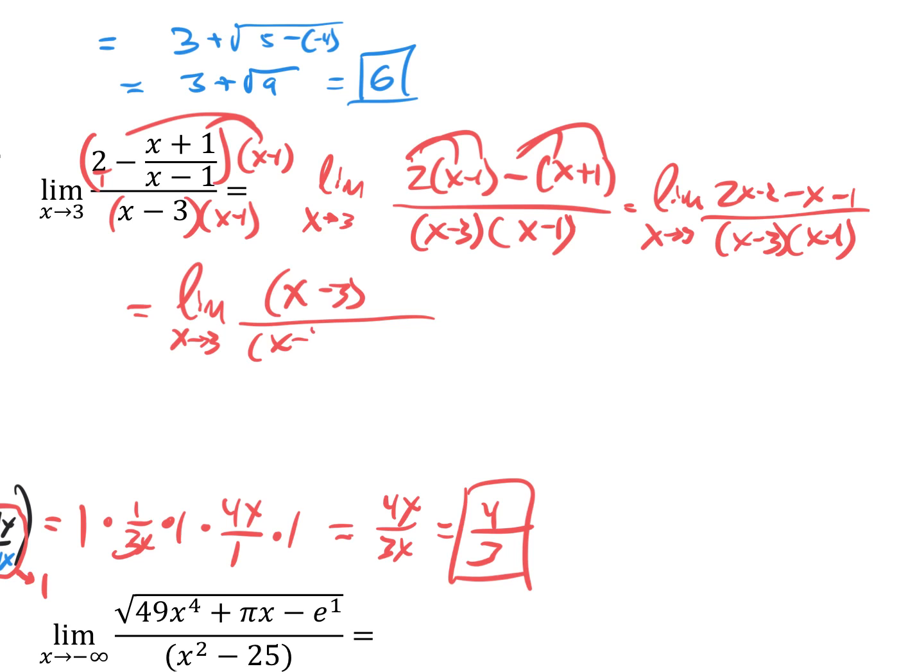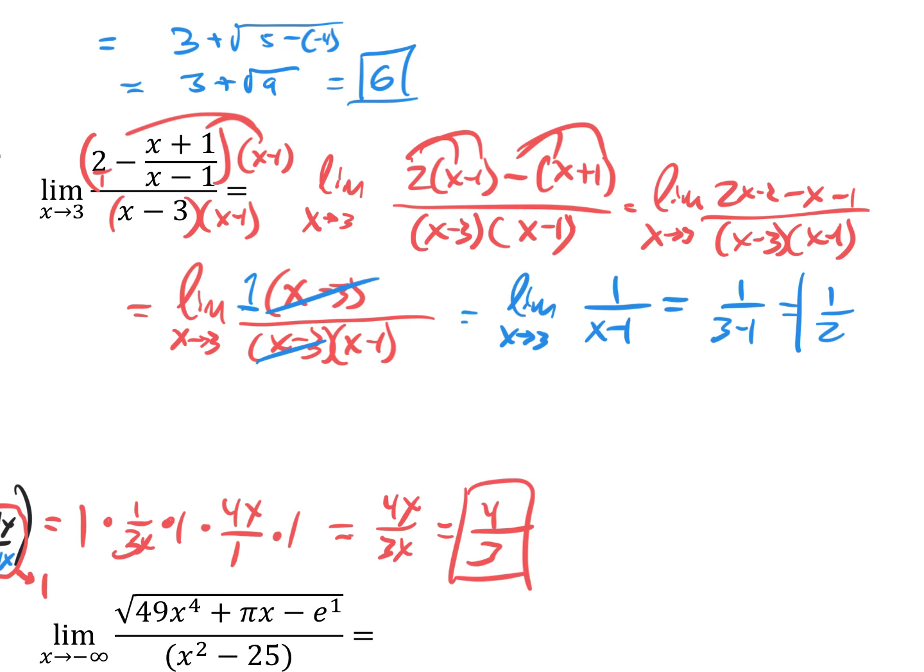And the bottom's still x minus 3 times x minus 1. The problem is the x minus 3, because if you plug in 3, it becomes 0. But that cancels, and maybe we'll leave a 1 behind. And so I'll rewrite it: limit as x goes to 3 of 1 over x minus 1. That's not a problem. Plug in 3, and we get 1 over 3 minus 1, which is 1/2.